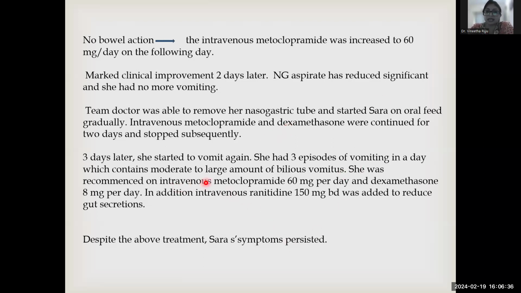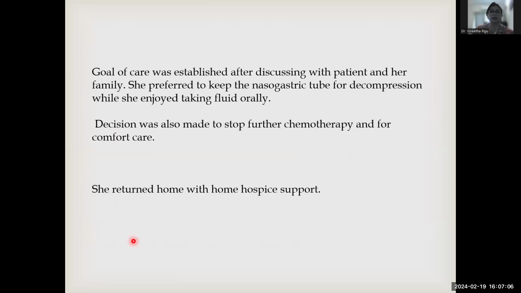So we know that metoclopramide, at the higher dose that was increased, was helping her, and that's why she was put on that same dose again, and dexamethasone also. Now we know that dexamethasone 16 to 24 milligrams is what is needed. So when it was started at a low dose and stopped right after, in 3 days' time she started having recurrence of her symptoms. So this didn't actually help her.